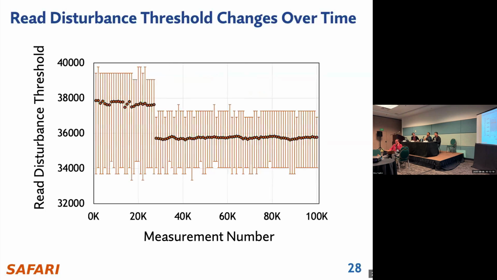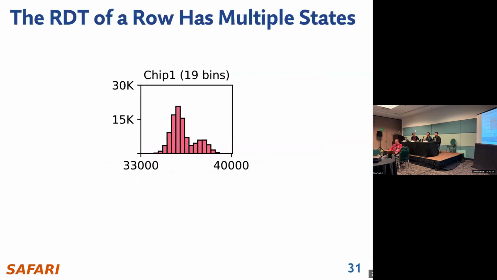So this is how we summarize the results. This is for a given chip. This is what we see. So for example, the minimum RDT happens at the 17,000th measurement for this chip. But we cannot guarantee that that's the minimum, because if we keep testing, we may actually get to some other minimum. So this is a bit sad.